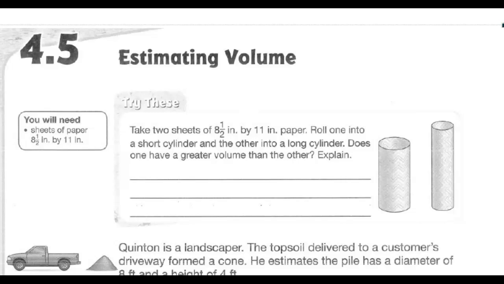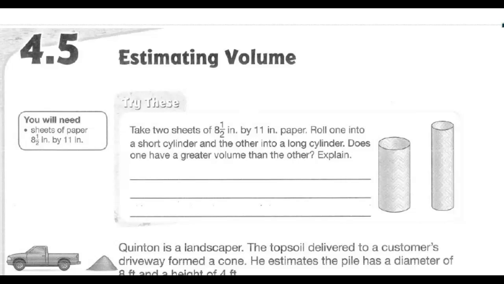You can get a piece of paper out, a normal piece of paper that's 8.5 by 11 if you like. And basically, that's how you can form a cylinder. If you roll it, it says roll one into a short cylinder, okay? So the long side would become the circumference of the circle, or you can roll it so that it's a long and skinny one. That means the width of the piece of paper is now the circumference of the circle. And it's asking you which one would have a greater volume than the other.